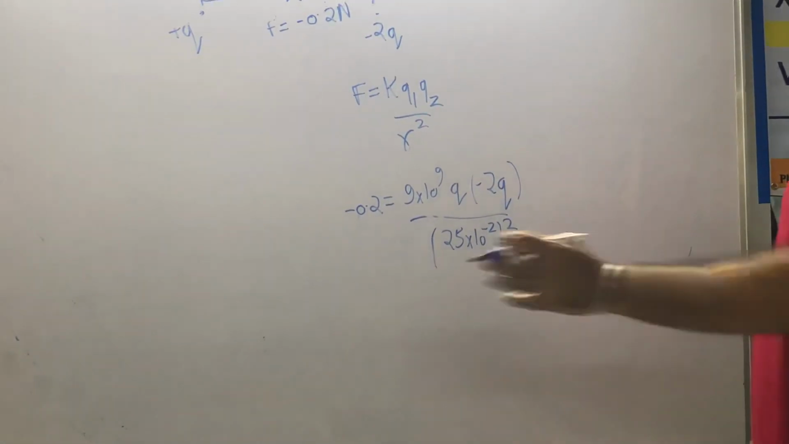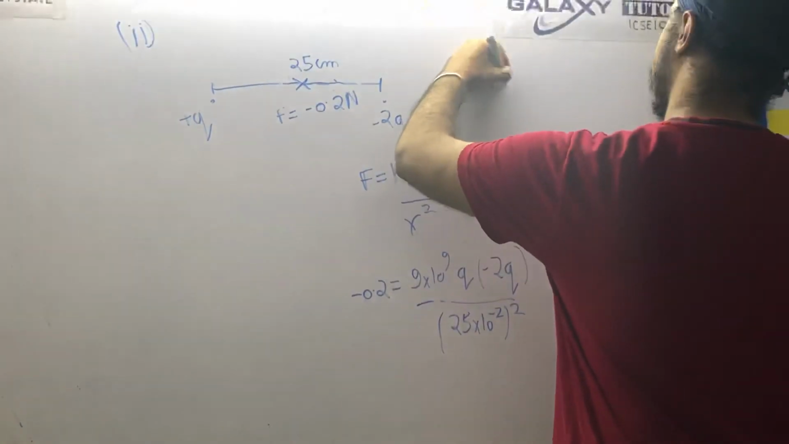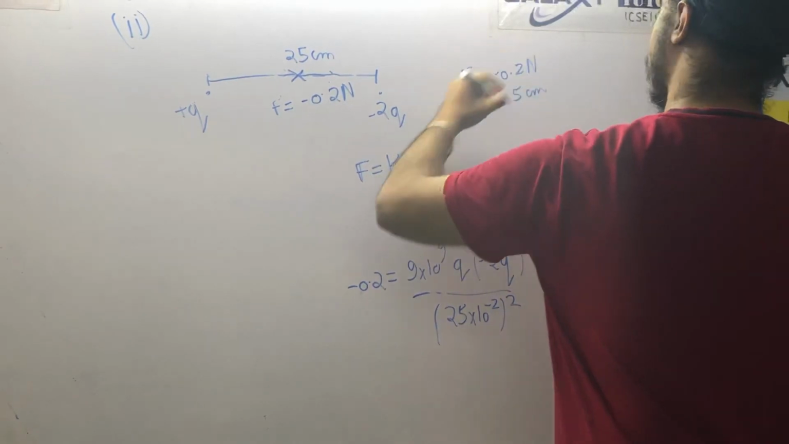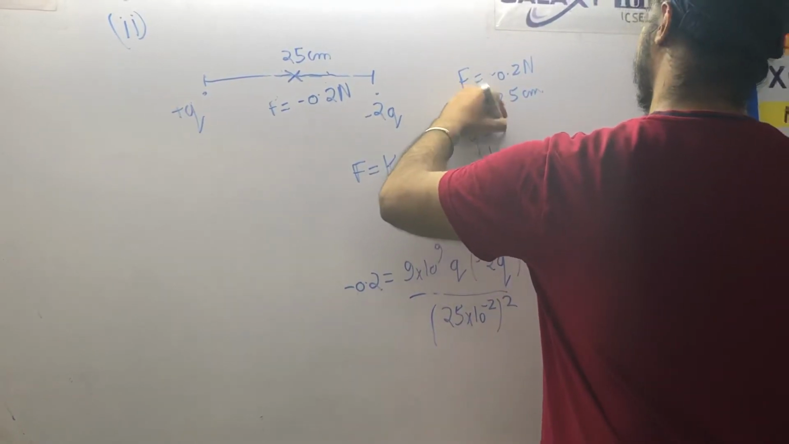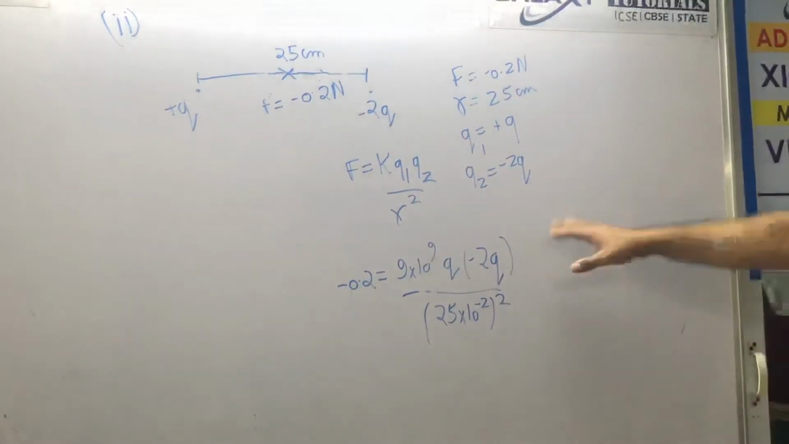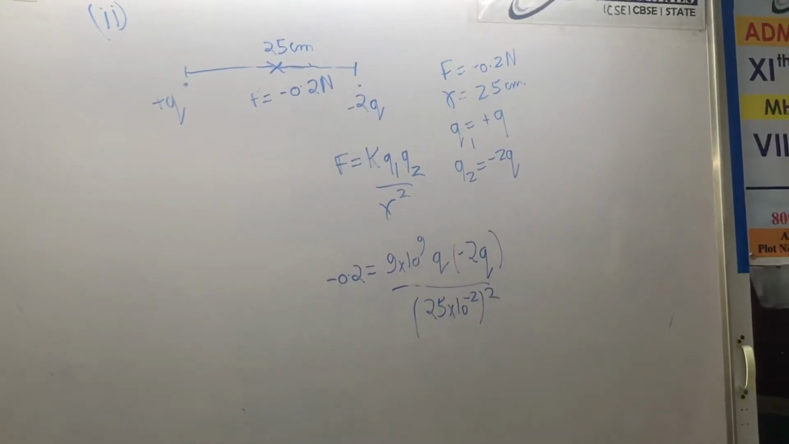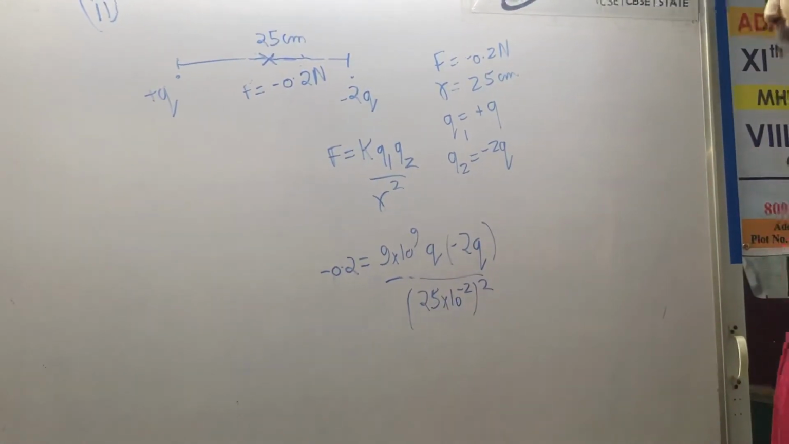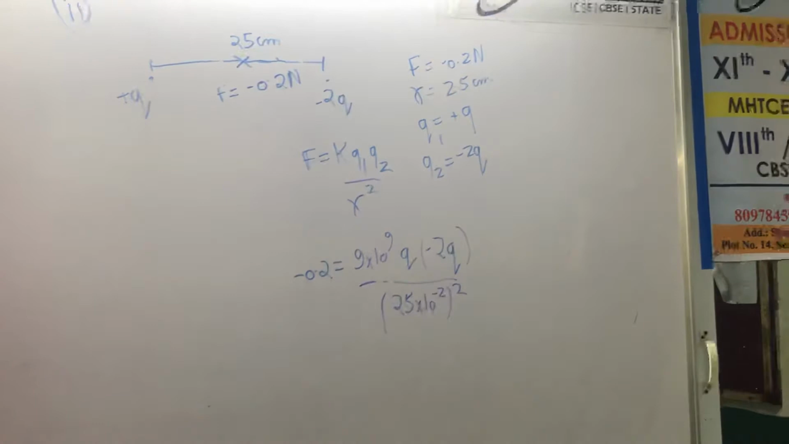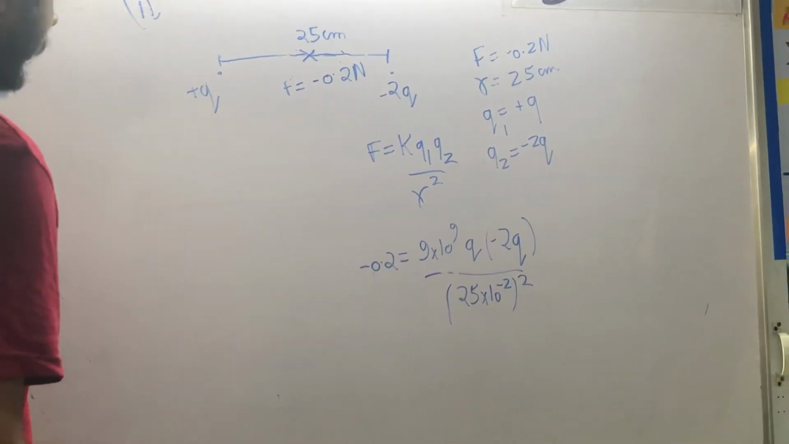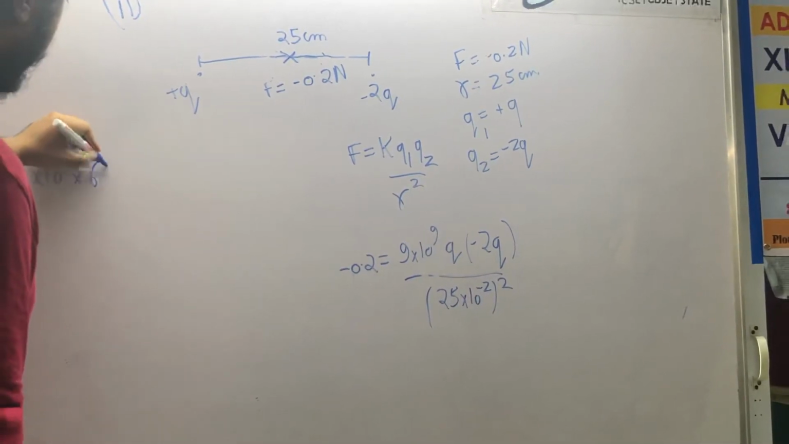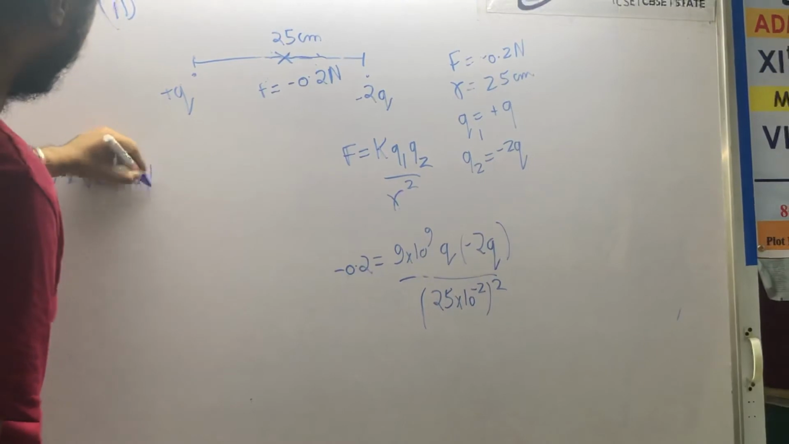Okay, given values are F is minus 0.2 Newton, r is equal to 25 centimeter, q1 is equal to plus q, q2 is equal to minus 2q. These are all the given values I have written for the sake of convenience. Now we will try and solve this question further. So what is 25 square? First of all, minus 0.2 you can write as minus 2 into 10 raised to the power minus 1, into 625 into 10 raised to the power minus 4.